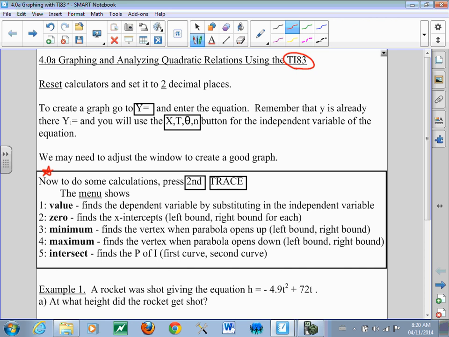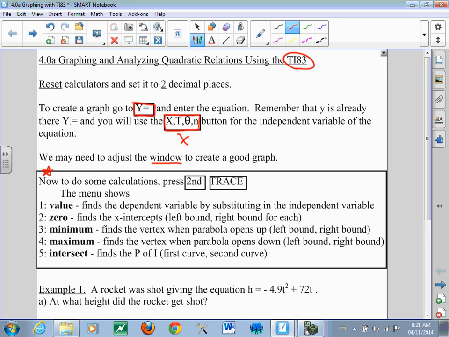Number 1, reset calculators and set to 2 decimal places. Again, I have those buttons listed on a sheet in my classroom. For those who aren't sure, I will show you in a minute when I get to the graphing calculator. Then what we're going to do is press Y equals to graph. That's where we're going to enter the equation. Remember that Y is already there: Y1, Y2, Y3, etc. We're going to use the X,T,theta,n button for the independent variable of x. Wherever we see x in our equation, we're going to use that button. And you may need to adjust your window to get a good graph.